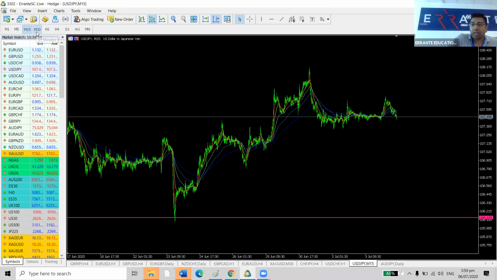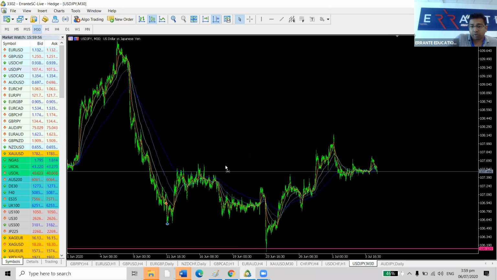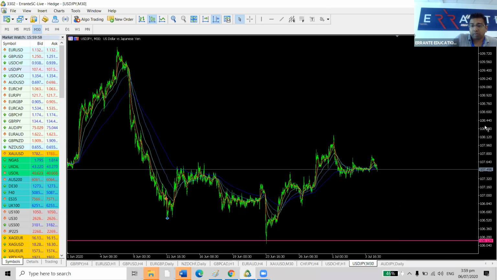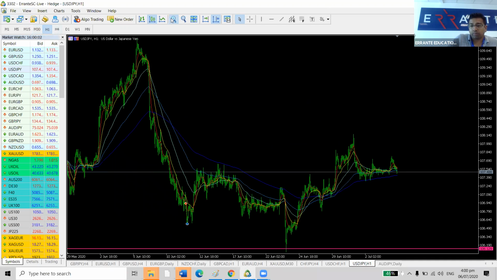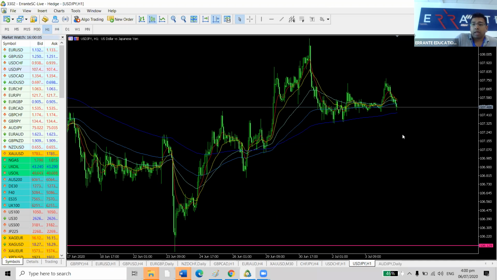So if I go on to the M30, for example, you can see the same thing right there. Let's go into the 1 hour chart, which is a neutral chart. Let me zoom a little bit and look at this price. Now the price is at 107.48, very close to 50.